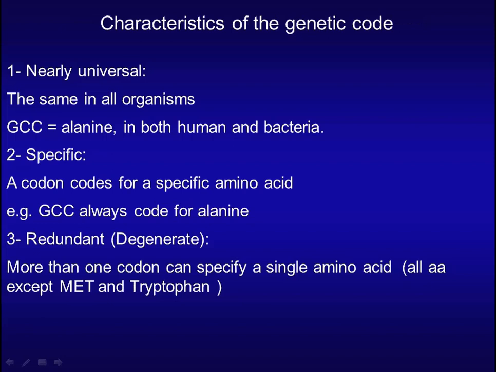The genetic code has several characteristics. First, nearly universal. The same genetic code is used in all organisms with minor exceptions. Second, specific. A codon codes for a specific amino acid. For example, GCC always codes for alanine. Third, redundant. As I described to you earlier, more than 1 codon can specify a single amino acid, except methionine and tryptophan.